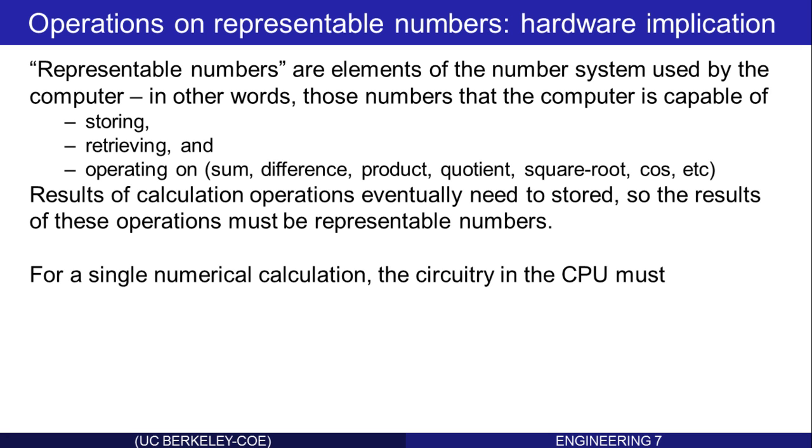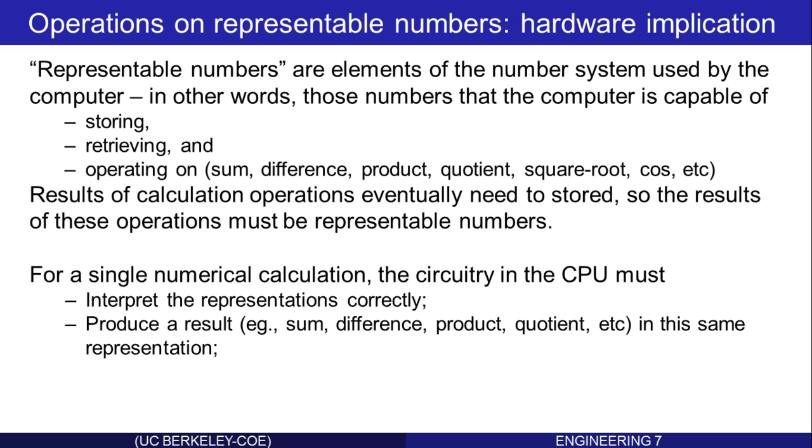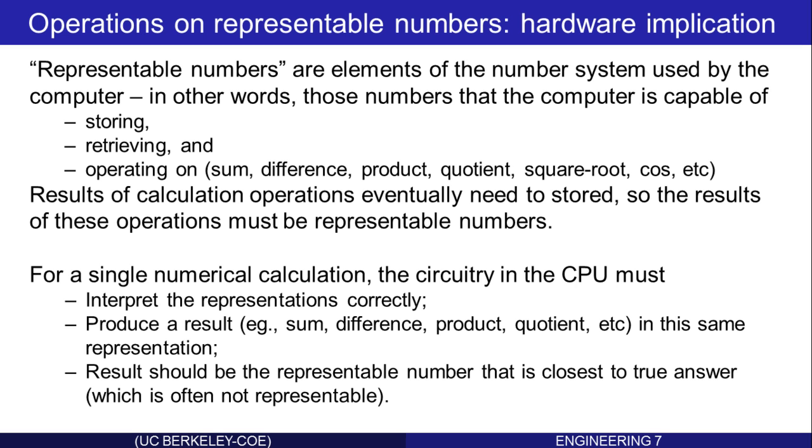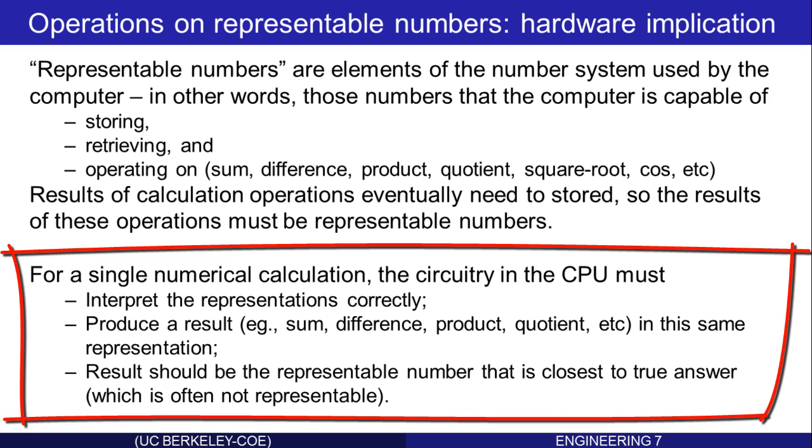representable numbers. For a single numerical calculation, it makes sense to insist that the circuitry in the CPU of the computer must interpret the representations correctly, produce a result in the same representation, and the quality of the result, well, the result should be the representable number that is closest to the true answer. The true answer often isn't representable, and we'll see examples of that as we move through the unit. So this is certainly a reasonable expectation of the behavior of a computer in the context of arithmetic calculations and finite number systems.